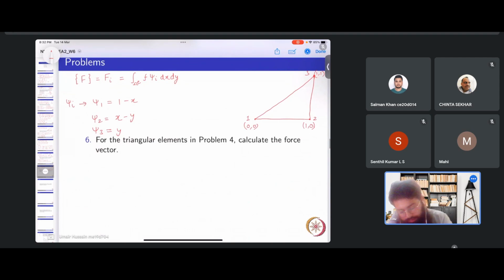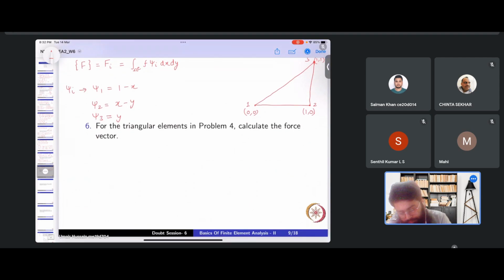Okay, so now we have defined F1 first. So we have this area over this triangle. Right now we don't know the F. This F here is not given in the problem. We can assume some constant value, we can just assume it equals 1. So we have psi 1 times dx dy. So we have this triangle, 1 minus x times dx dy. Right?